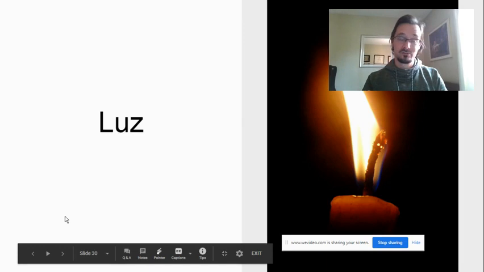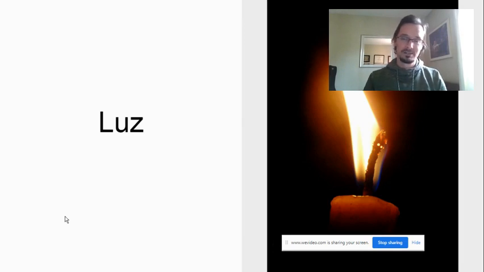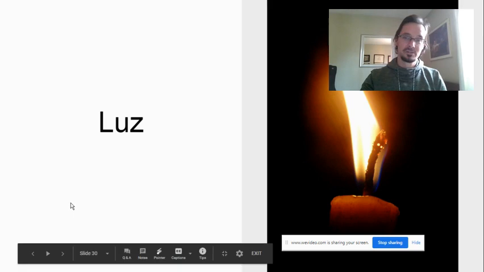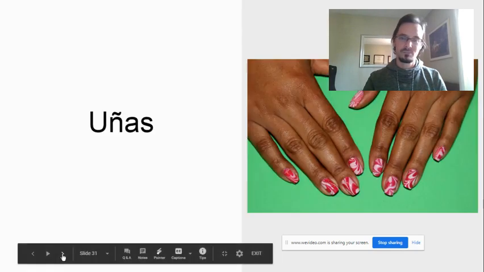When we get into how Spaniards speak, in particular, if we study the letter Z, then it would sound like this. Luz. Spaniards always pronounce the Z as a th sound. Let's look at some more. Uñas. Uñas. Here we see a letter unique only to Spanish, the ñ. We'll study that down the road too.